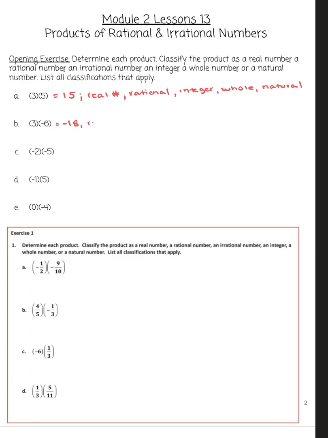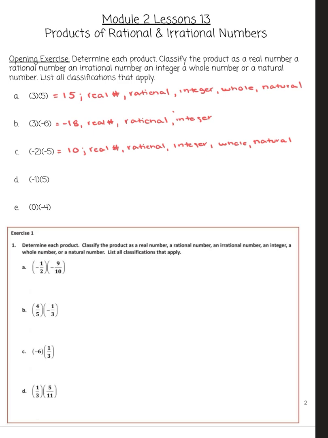Again, remember, all numbers are real numbers, so we have real number, it is rational, and it is an integer. All right, then we have 2 times 5, which gives me 10, which is going to be a real number, rational, integer, whole, and a natural number.